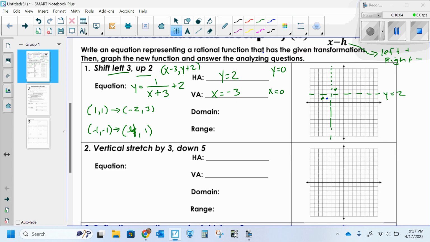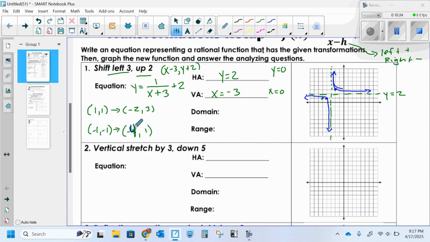-4, 1, sorry. Okay, and then when you graph it, oops, I totally missed it. Make sure you hit your critical point, and you're going to snuggle up to those asymptotes. Try not to touch them. Don't cross them. Don't forget to put arrows on the end.